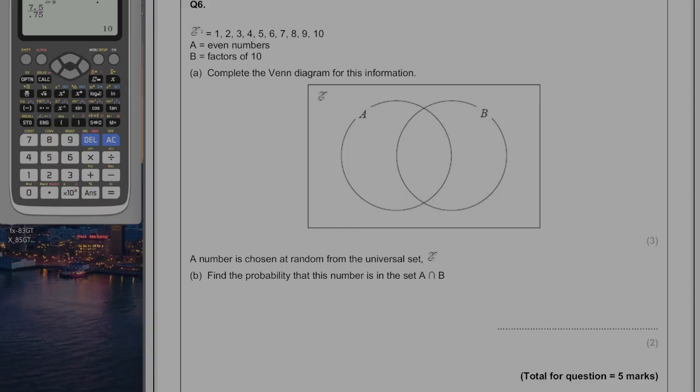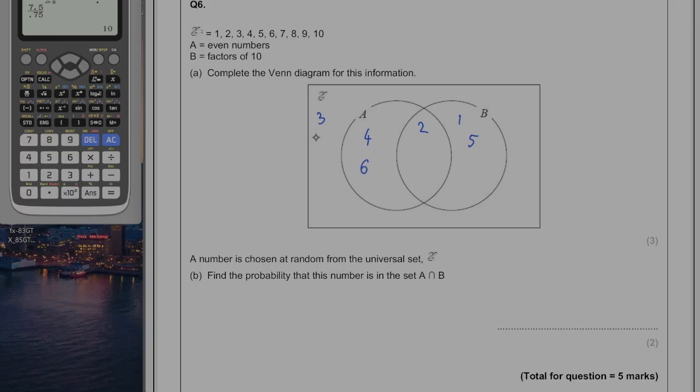Okay, so let's start with, I'm going to run through the list. So 1 is a factor of 10, but it is not even. So 1 would go there. 2 is a factor of 10 and even. 3 is neither. 4 is an even number. 5 is a factor of 10 but not even. 6 is even but not a factor of 10.